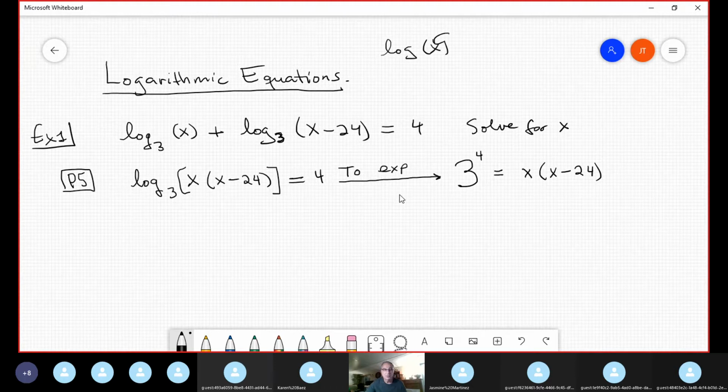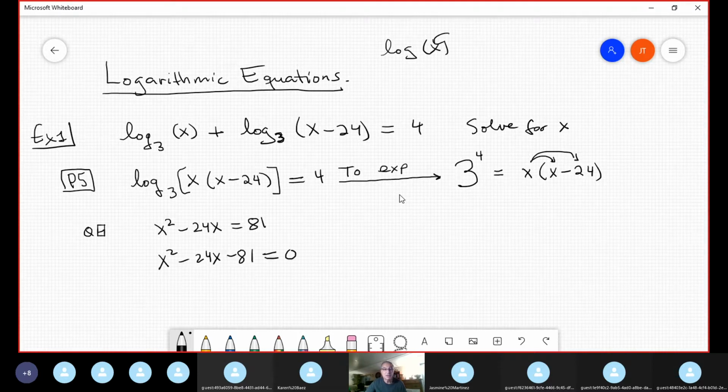Basically 3 to the 4th power is 3 times 3 times 3 times 3, 4 times, which is 81. And of course you can apply the distributive property here: you have x squared minus 24x equals 81. Because 3 to the 4th power is 81. Now it looks like a quadratic equation. Let me express it in standard form: x squared minus 24x minus 81 equals 0.